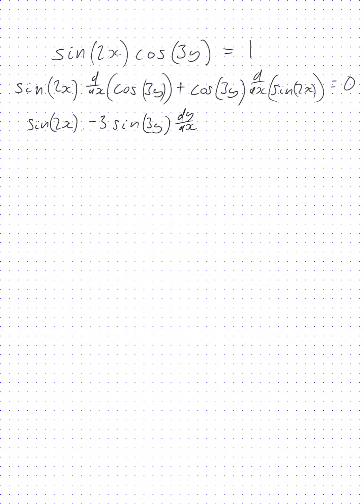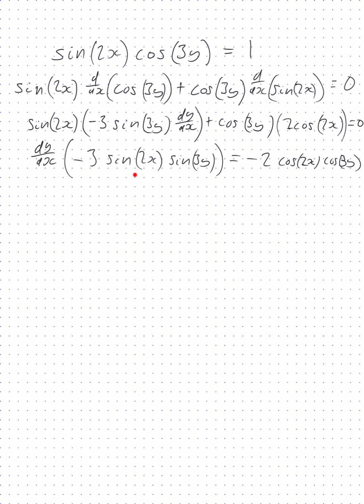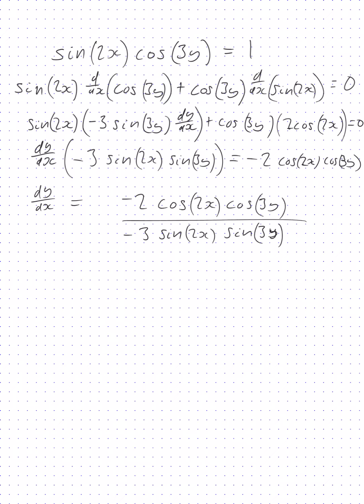And then I will put the dy dx term on the left and the other term on the right. And there it is. And then I will divide both sides by this bracket and get dy dx. And there it is. And of course it's minus above and below, so we can actually cancel those. And there's your answer.